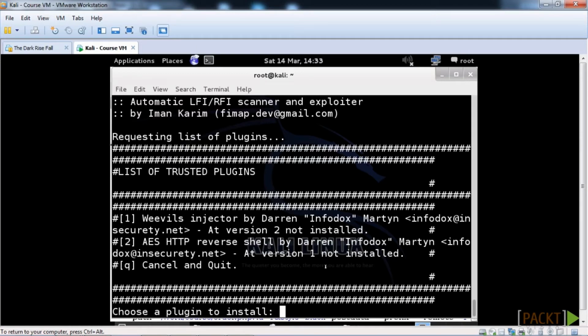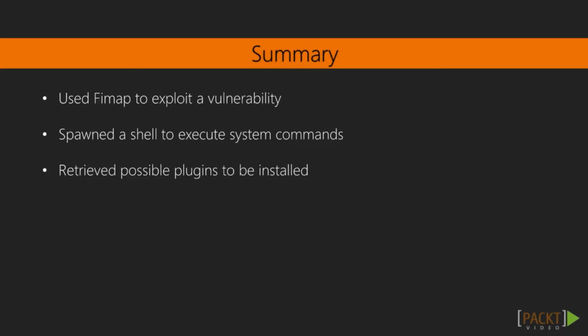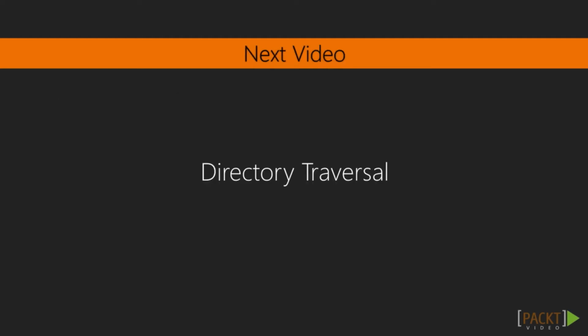So in this video we've used FIMAP to exploit a vulnerability. We've used it with various commands to understand how we can navigate our way around, doing mass scans or a single URL. We've also spawned a shell to execute system commands, and we've also retrieved possible plugins to be installed. In the next video we will be looking at directory traversal.